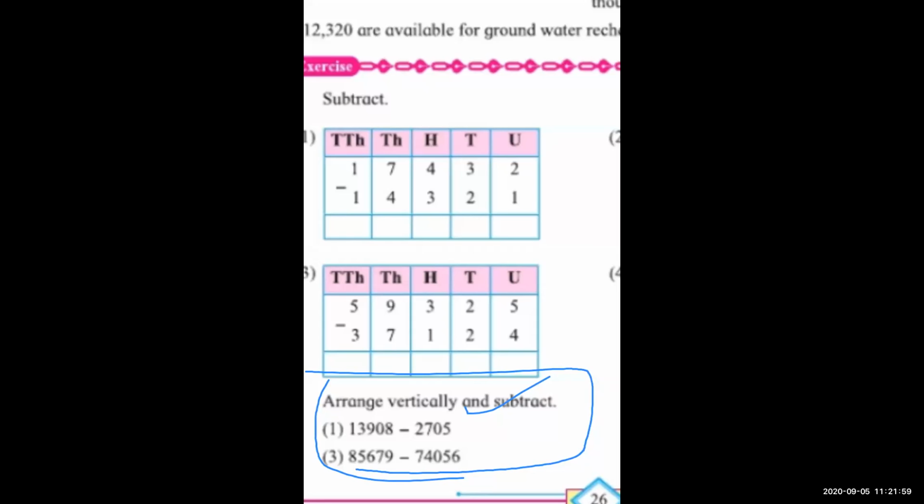Yes, very good. What is the correct answer? 11,203. What is the correct answer?